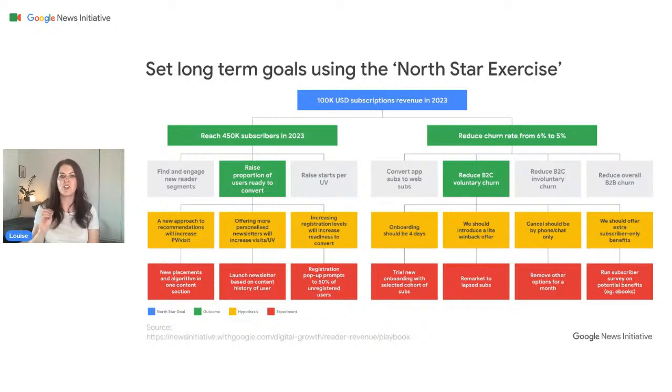Once you've done that, it's about choosing your desired outcome. Theirs was to reach 450,000 subscribers by 2023. Then identify the hypothesis that will enable you to test this and achieve it. They were offering more personalized newsletters with increased visits and unique views, and then identified the experiment required to test this hypothesis. So they launched newsletters based on the content history of users. That's a lovely little example of how the North Star exercise works and how we can turn it into our own. Just a couple of seconds there for you to digest that before we move on.